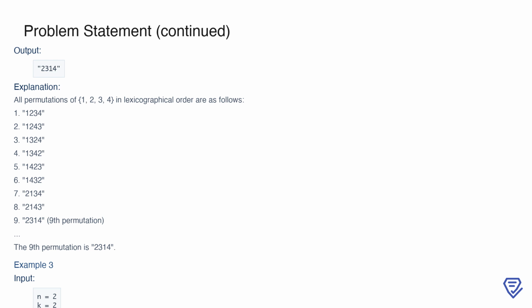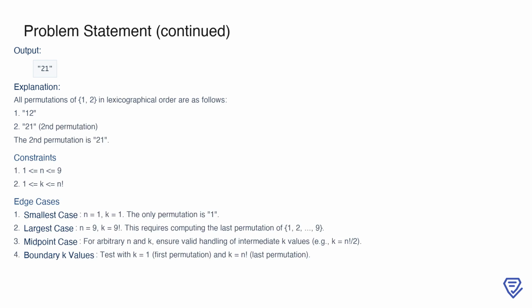This solution highlights the scalability of the problem as n increases, and the importance of an efficient approach to avoid generating all permutations explicitly. In the third example, n is 2 and k is 2. The set of numbers is 1, 2, and the task is to find the second permutation in lexicographical order. Listing all permutations, we have 12 and 21. The second permutation is 21, which is the output.